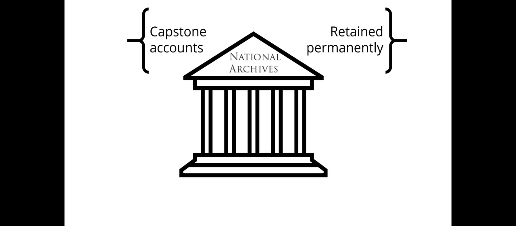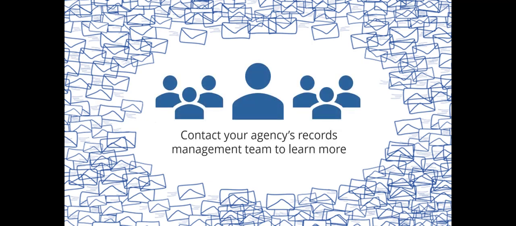That means they'll eventually be transferred to the National Archives, where future generations will use them to understand your agency's role in our government's history. Capstone is one option your agency has for managing email records. Your agency records officer and records management team can tell you more about how email is managed in your organization.